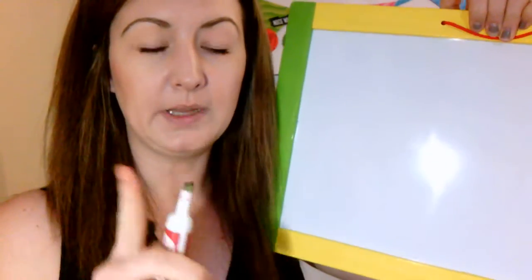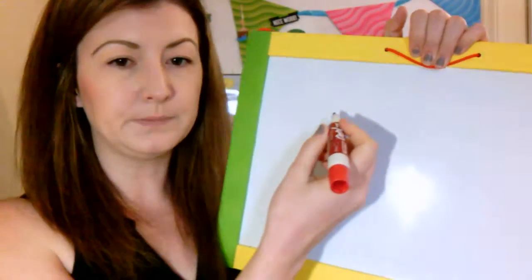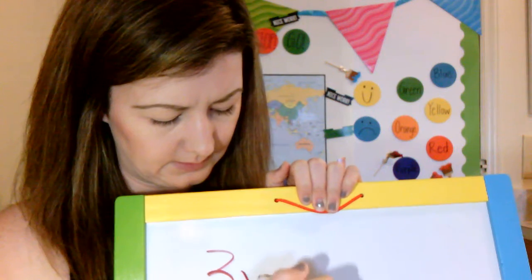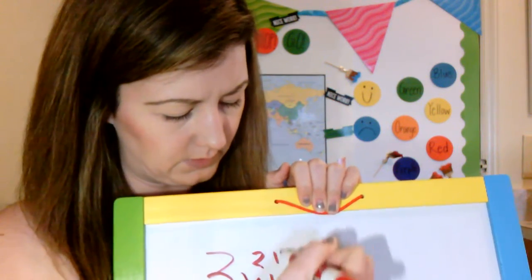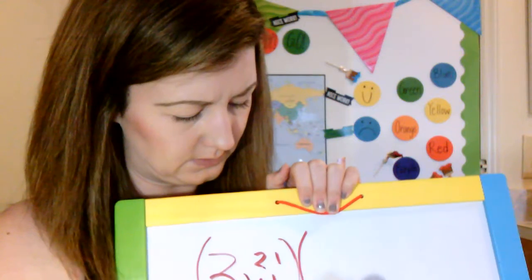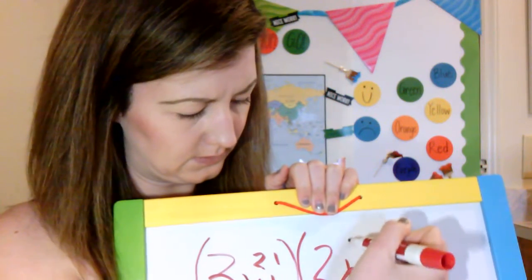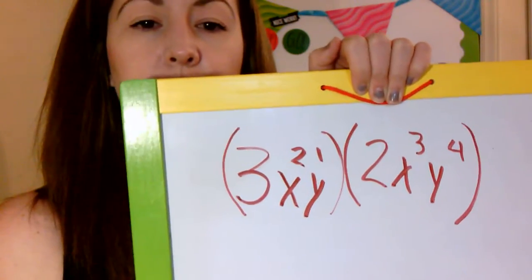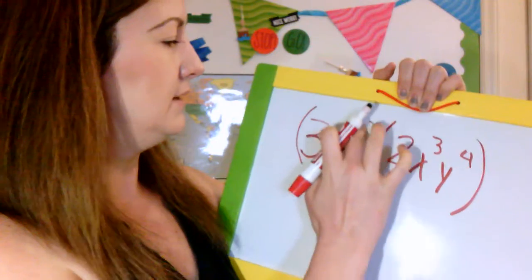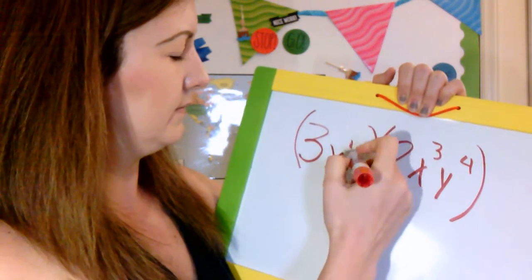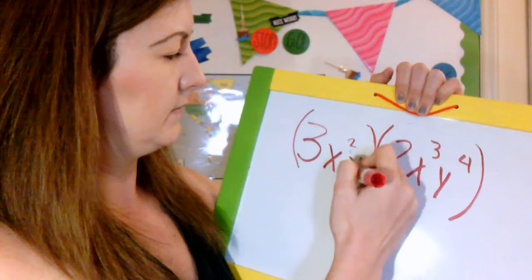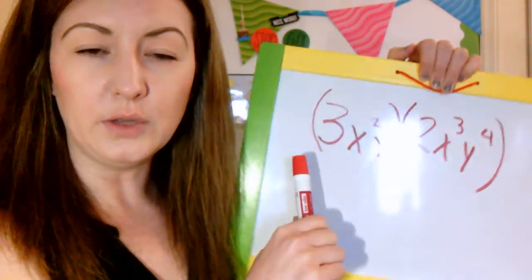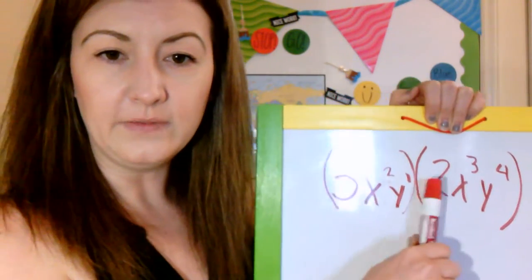So the first one is multiplication. The example in your notebook shows you 3x squared times 2x to the third y to the first. This is your example. A little bit better. So in this example, your notes told you to multiply your coefficients.